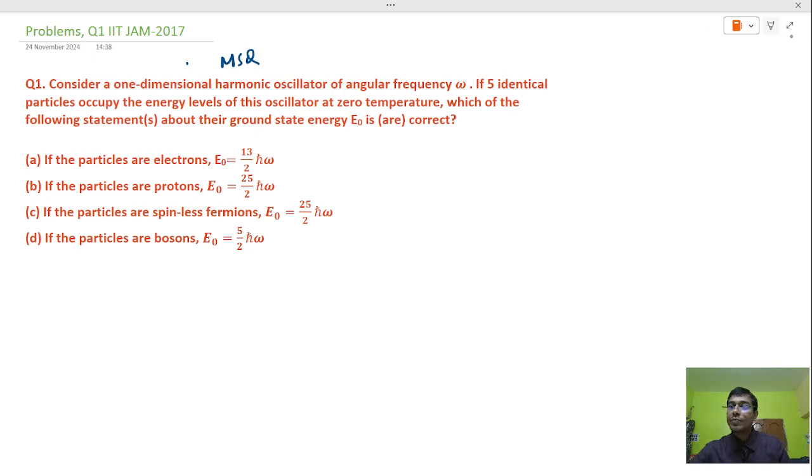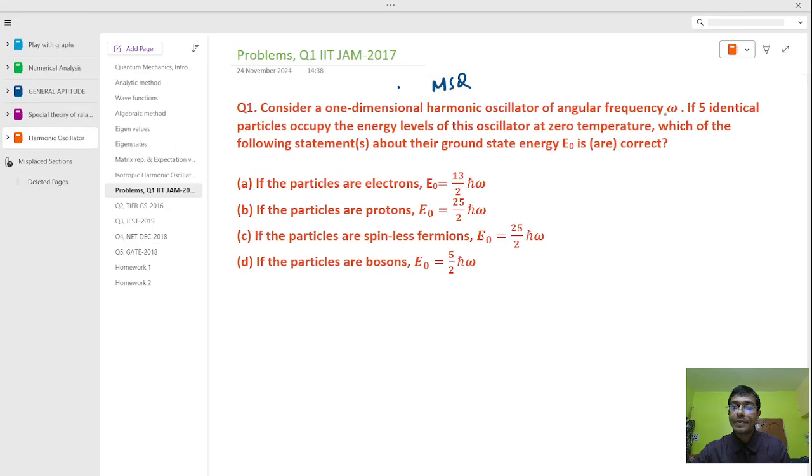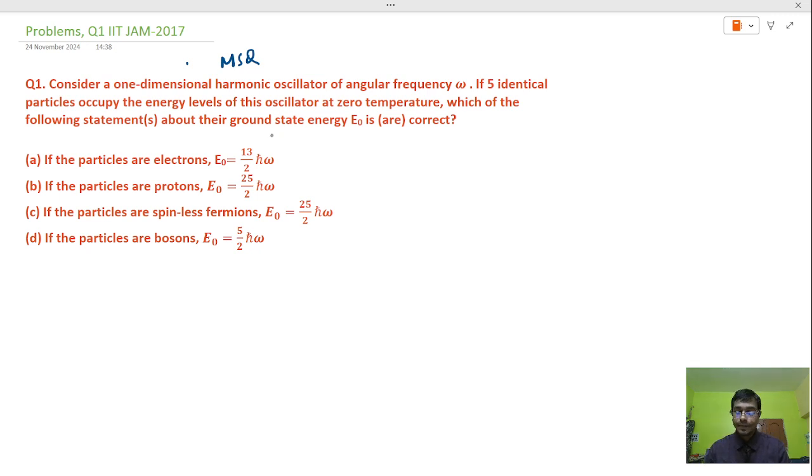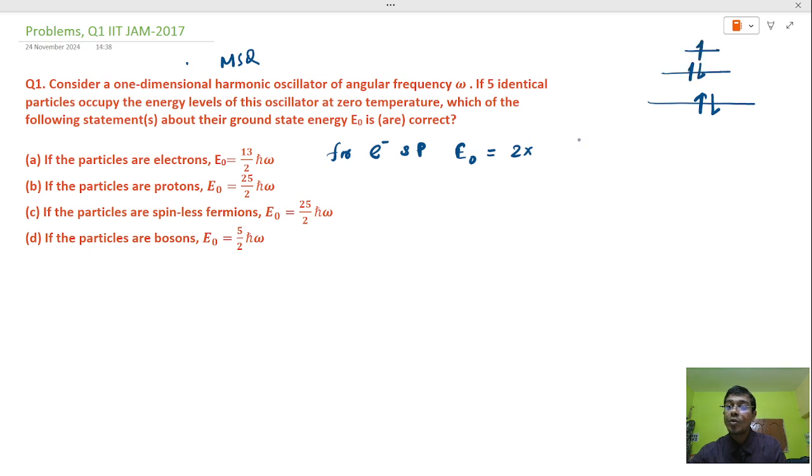So first of all, we just try to solve this. First of all, for the electrons and protons, for that we get E naught. Basically this is the quantum state and the particles are distributed in this form. So E naught would become, with total number of particles 5, distributed in this way: 2, 2, 1.